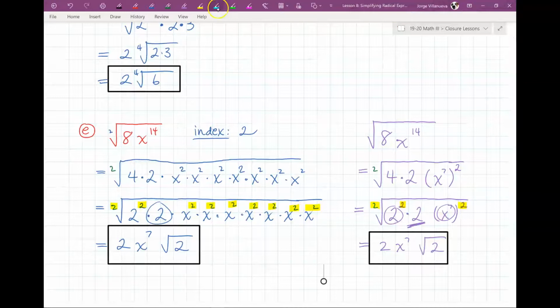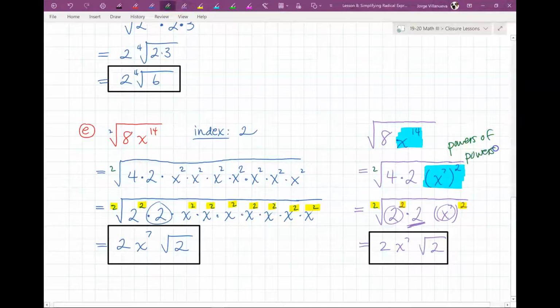This process right here that I use, so this part right here, that came from this piece right here, that's called the powers of powers property. Okay, so powers of powers.